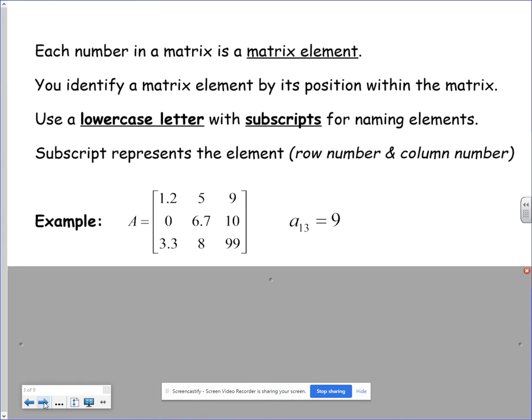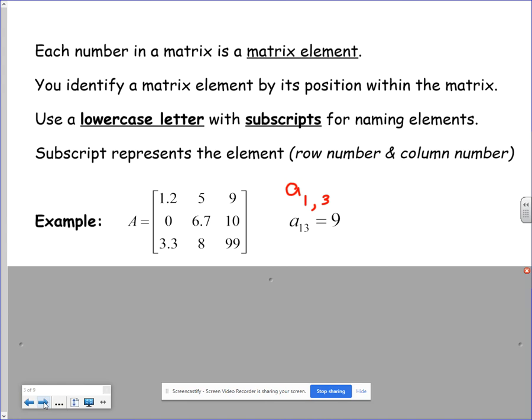So notice, this is my matrix A. I'm using a capital A. All of these things inside here are called the elements. So when we're talking about those, since this is called matrix A, we're going to use a lowercase a. Now this is not A sub 13. This is actually A sub 1, 3. If you want to, you can put a comma in between those two numbers.